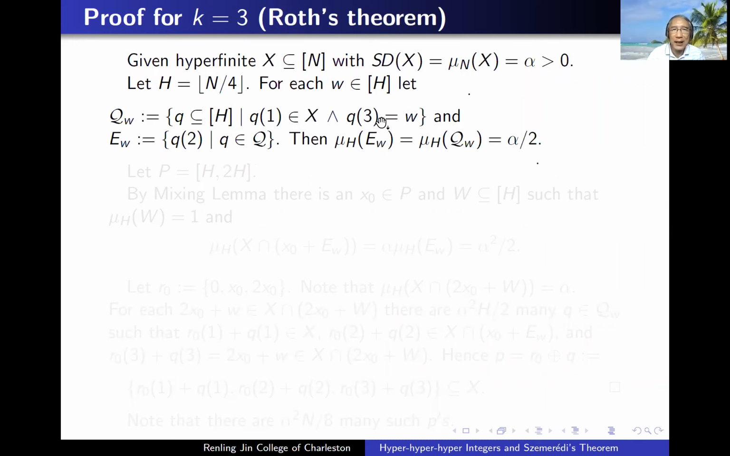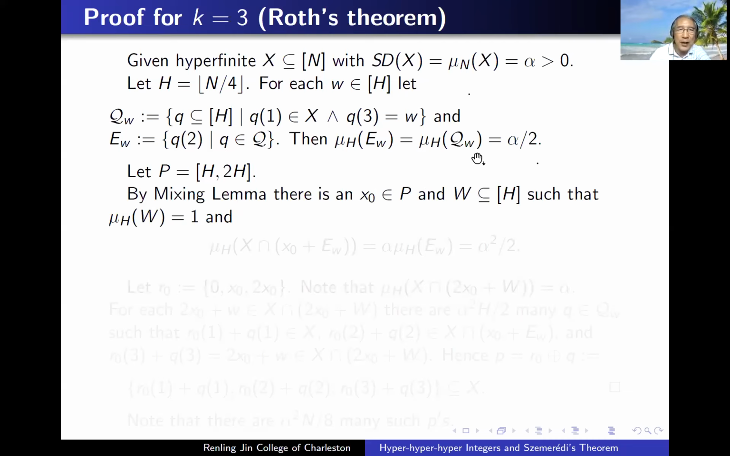Okay, now this set E_W inside this H should have measure alpha over 2, because in this case the difference between Q1 and Q3 must be a multiple of 2. Now we pick an AP of hyperfinite length, just H to 2H. Then we use the mixing lemma to lift those sets E_W to a certain level at X0 so that they become independent, mixed.